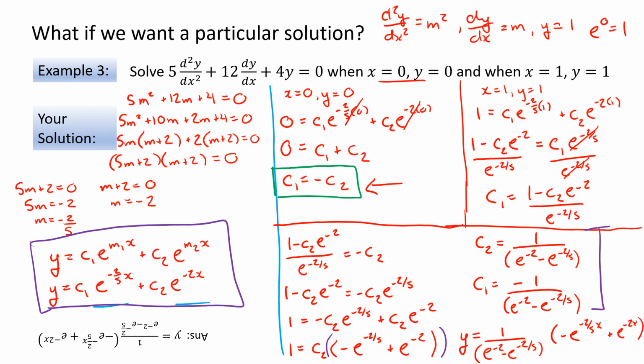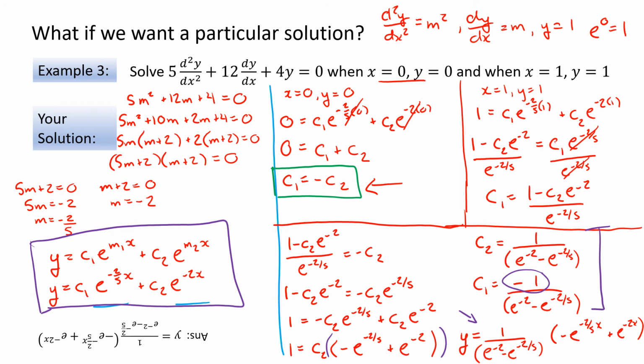The only difference is that C1 has a negative at the top. So what I did to simplify it, again because I was running out of space, was I factored out that 1 over e to the negative 2 minus e to the negative 2 over 5 term, just to make it a little bit simpler. Okay? So again, what I want to stress in this is, finding the particular solution involves far more work just because of the algebra.